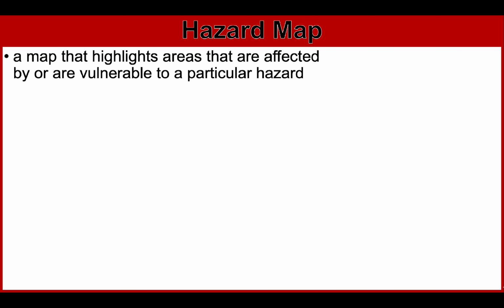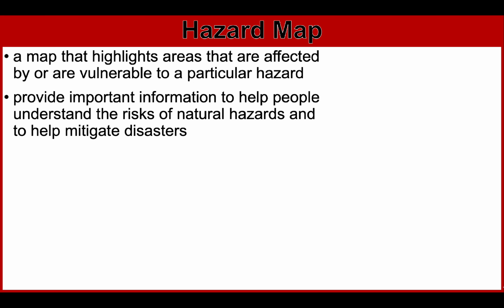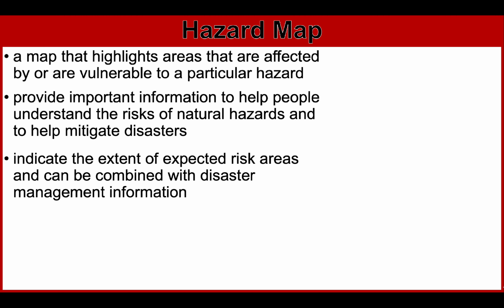A hazard map is a map that highlights areas that are affected by or are vulnerable to particular hazards. They provide important information to help people understand the risks of natural hazards and to help mitigate disasters. So, hazard maps basically indicate the extent of expected risk areas and can be combined with disaster management information such as evacuation sites, evacuation routes, and so forth.